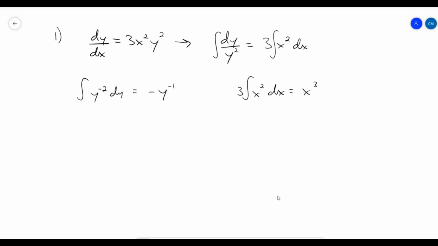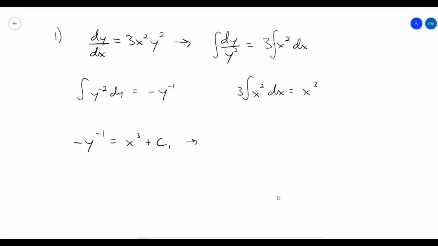All right, so just picking up from where we lost connection. Integrate the left side, you get negative y to the negative 1. Integrate the right side, you get x to the third. So after we do that integration, we're going to get this equation: negative y to the negative 1 is equal to x to the third plus some constant c. I'm going to call it c1. Now I just need to solve this for y. That's the last step here.